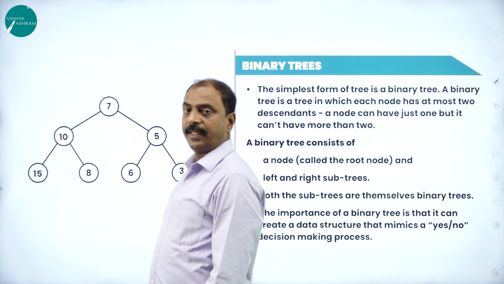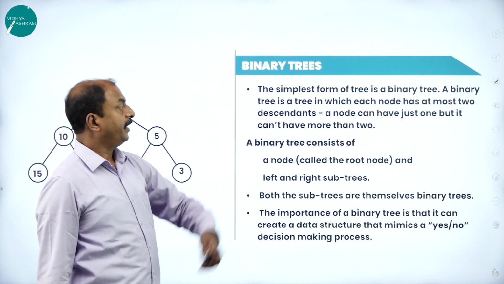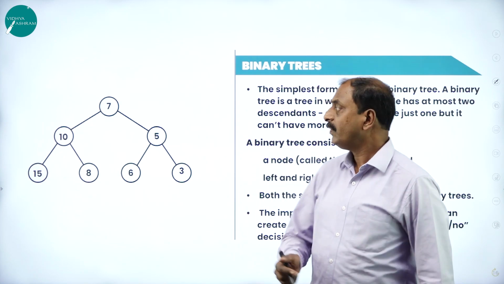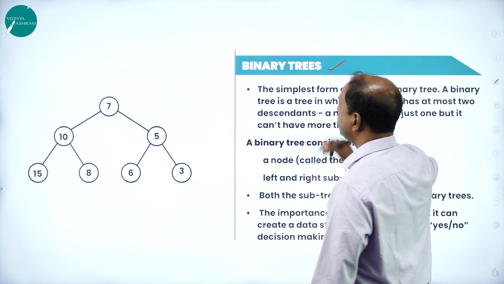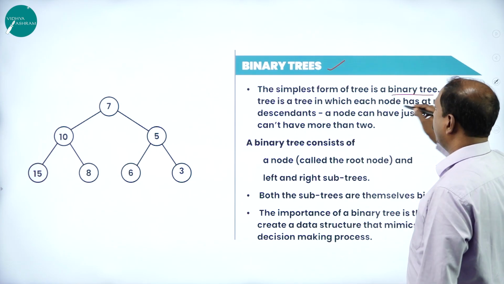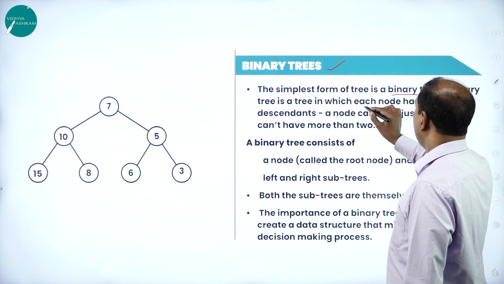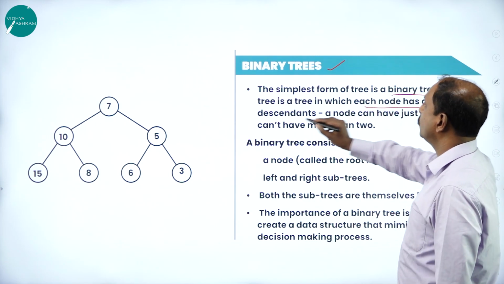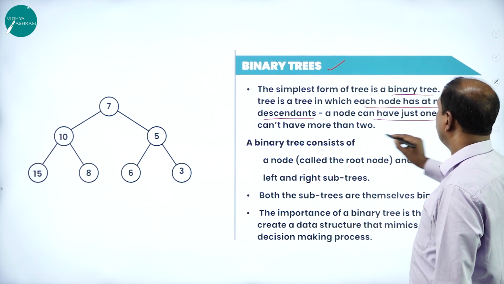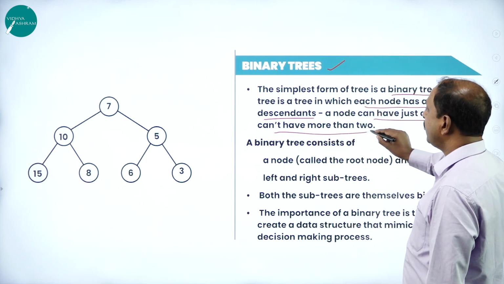Now let us see the next definition, a binary tree. A tree is a nonlinear data structure. Under that we have a binary tree. What is a binary tree? The simplest form of tree is a binary tree. A binary tree is a tree in which each node has at most 2 descendants, and a node can have just 1, but it cannot have more than 2.